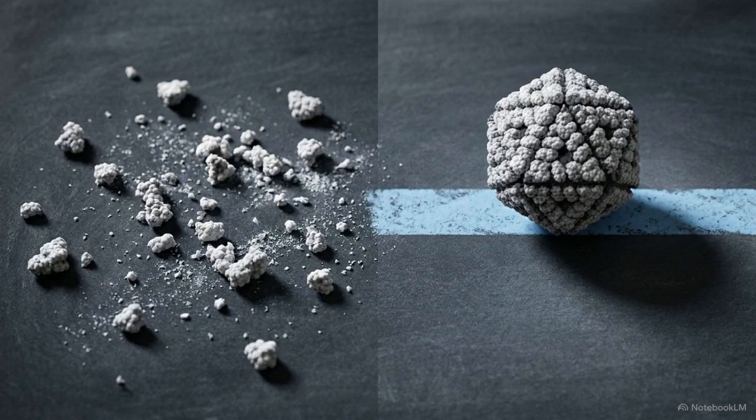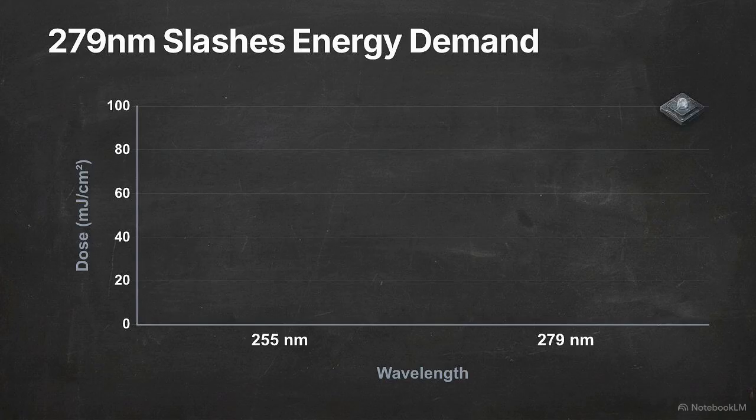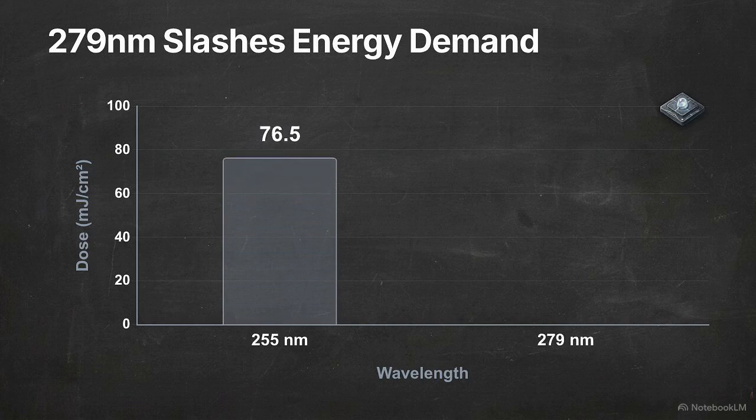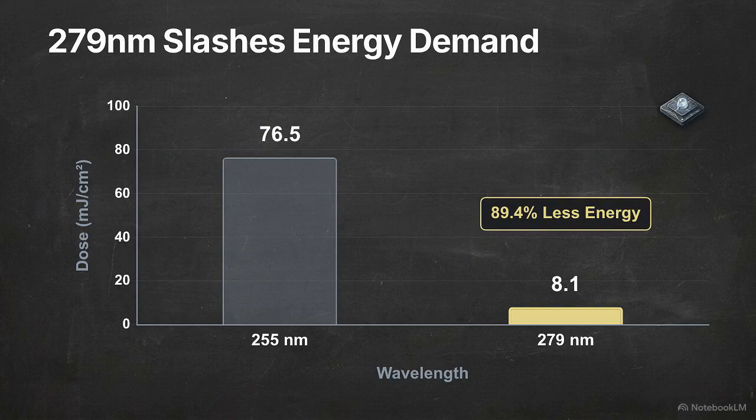Biological armor dictates the minimum engineering baseline. Treating a resilient capsid like a standard respiratory virus leads directly to disinfection failure. This chart compares the energy needed for a 1 log reduction of aerosolized hepatitis A using 2 UVC wavelengths. The 255 nanometer system requires a massive surface dose of 76.5 millijoules. In contrast, the 279 nanometer system achieves similar reductions using only 8.1 millijoules.